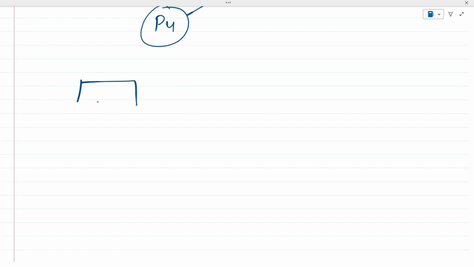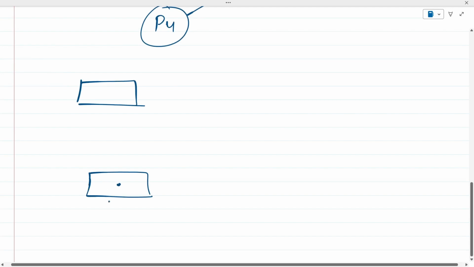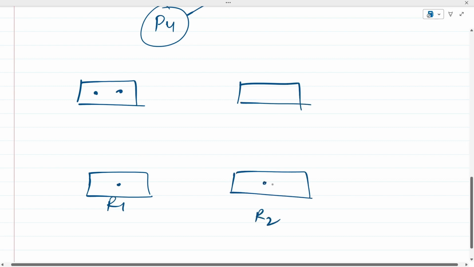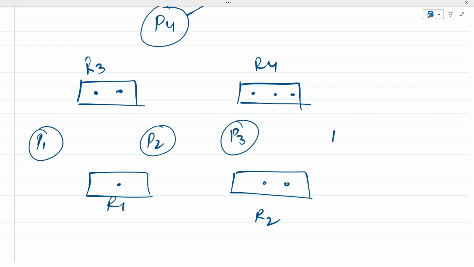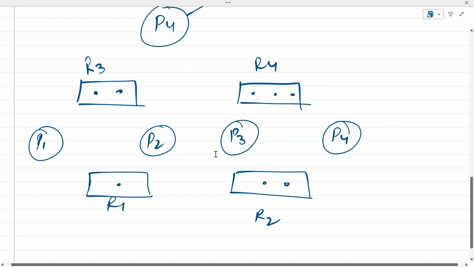Let's say R3. Okay, so let's make the diagram again. Let's say R1 is a resource, R2 has two resource instances, R3 also has two resource instances, and R4 has three resource instances. And we have processes P1, P2, P3, and P4. Now, when we have multiple resource instances, what will the representation look like? In a similar way to the above diagram, we have to do the same thing.